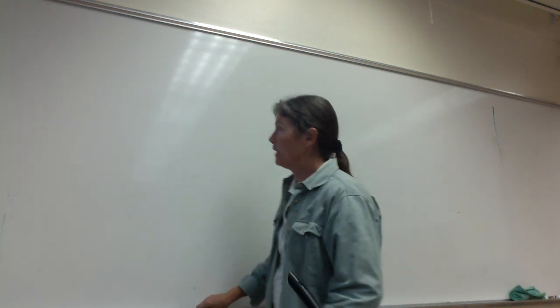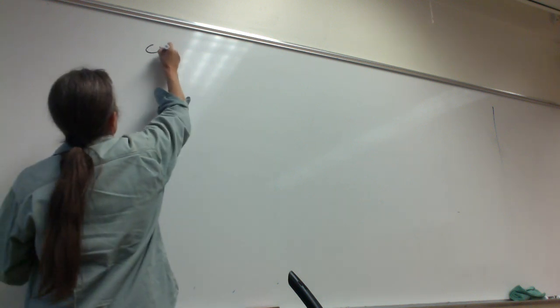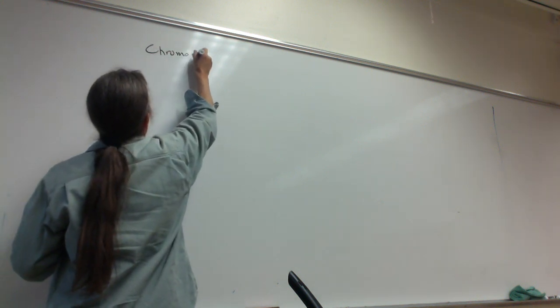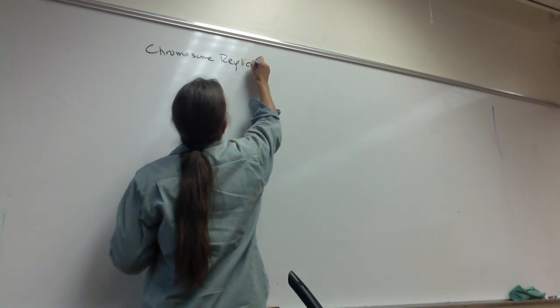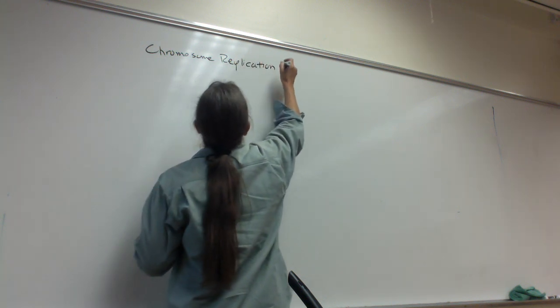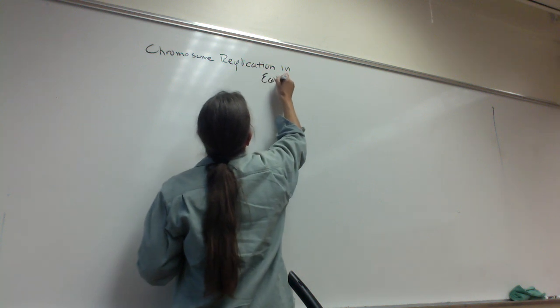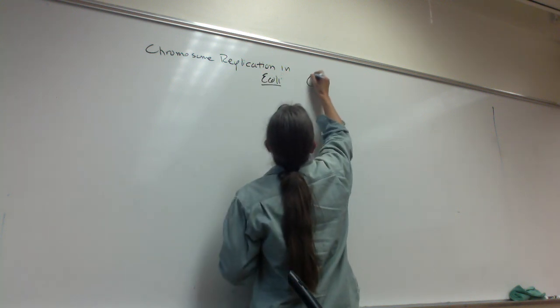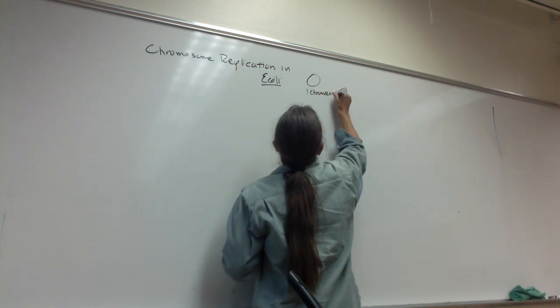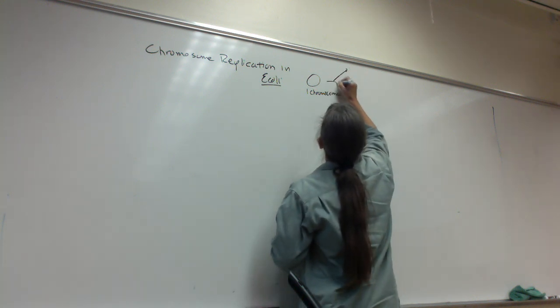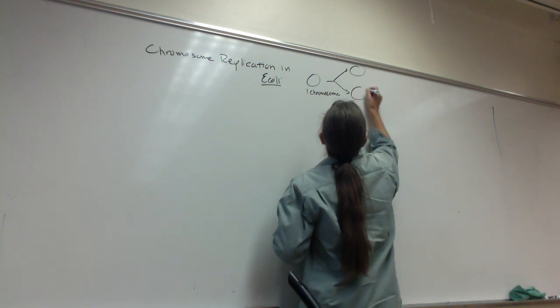So again, this will be chromosome replication in E. coli. So remember, it's a bacterium. It has a single circular chromosome. And basically what we're going to do, folks, we're going to go from one chromosome. We're going to end up with two chromosomes, right?